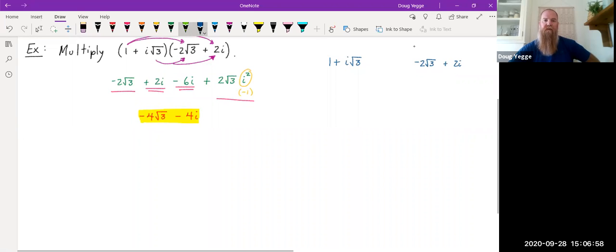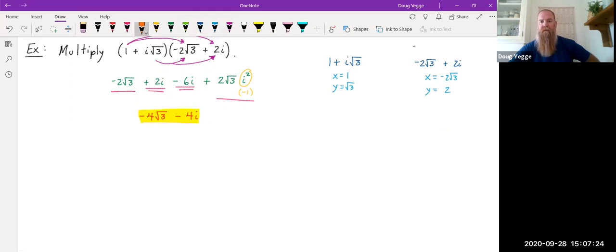Take both of these complex numbers now, and I'd like to convert them individually into trigonometric form. Now, if we convert this first one, we should realize that the x coordinate is 1 and the y coordinate is root 3. For the second one, the x coordinate is negative 2 root 3, or the real coordinate, while the y coordinate is 2.